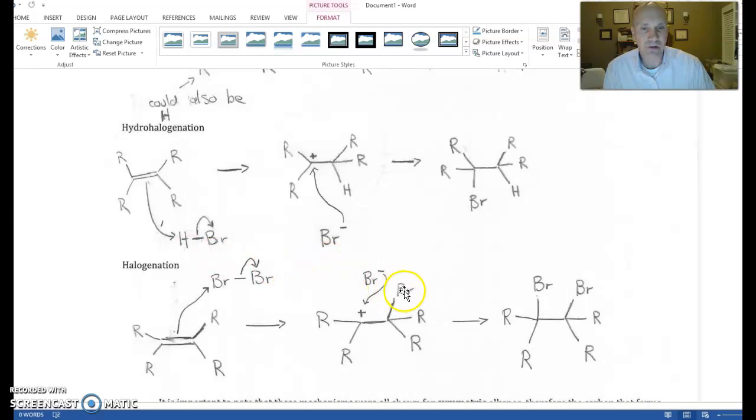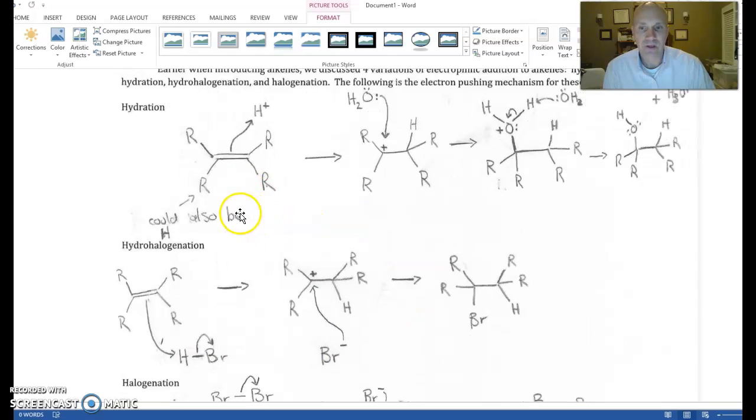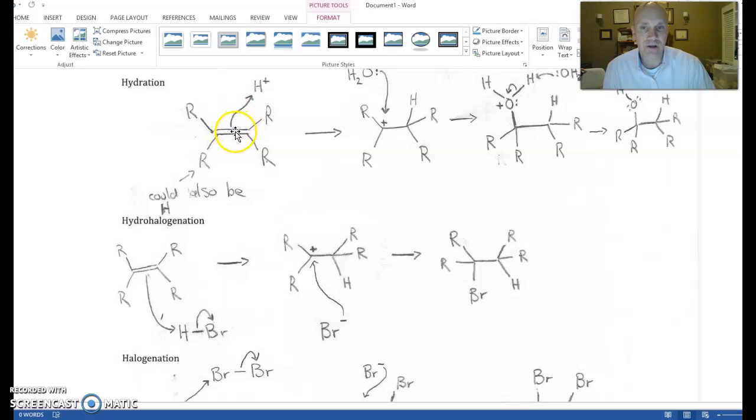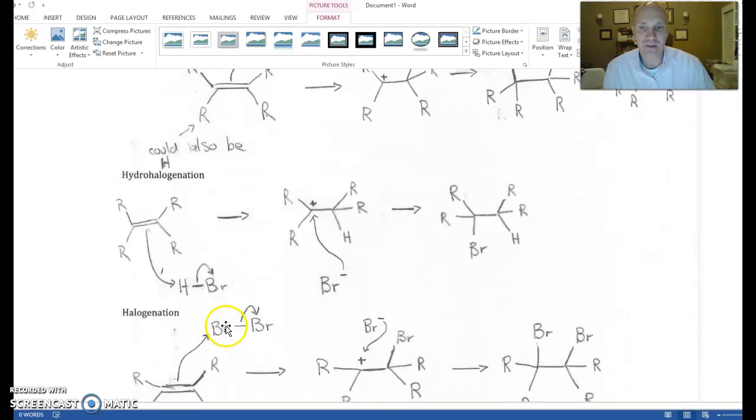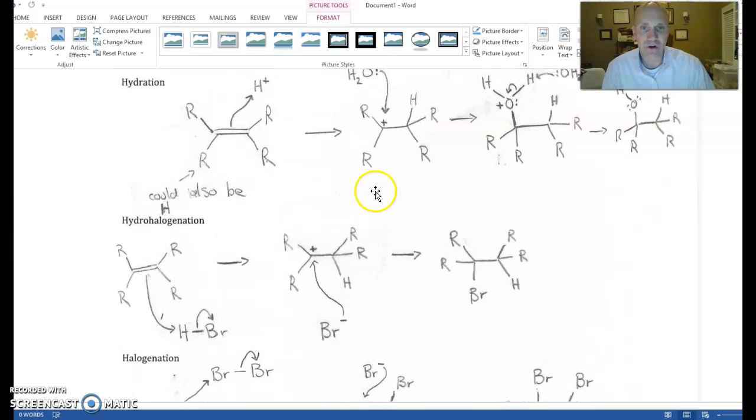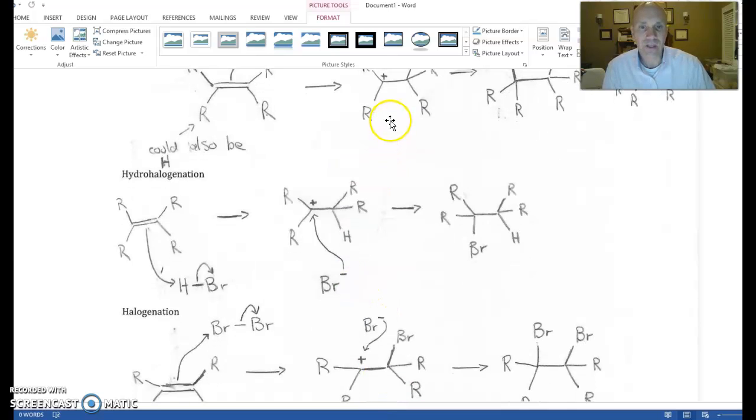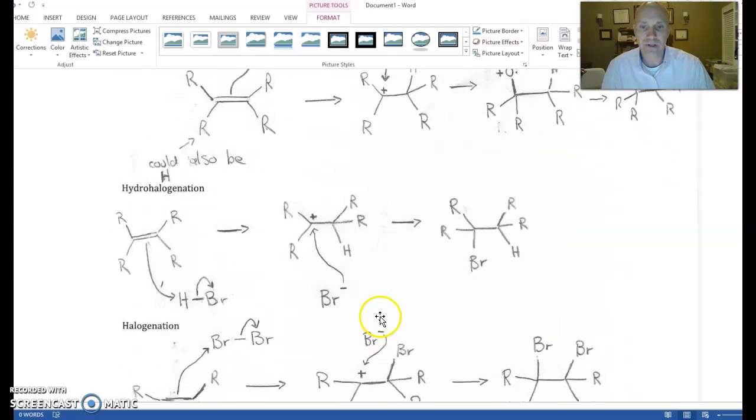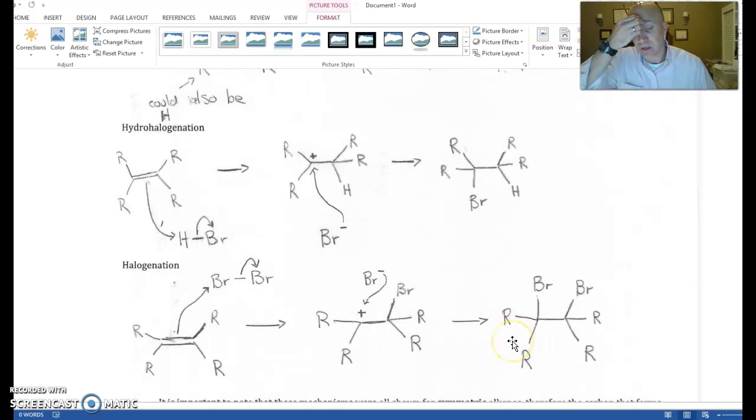But notice there's a similarity in all of these mechanisms here. You get an initial attack of one of the electron pairs from the double bond to some atom that creates this initial carbocation. So you've got a carbocation in each of these species right here, and then some anion attacks the carbocation to give the final product. You can see that in all three of these cases.